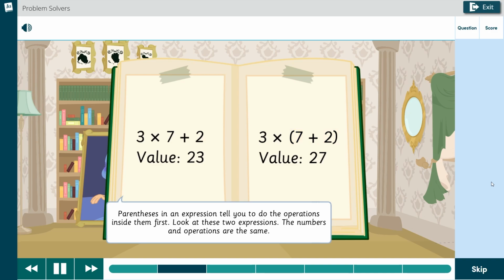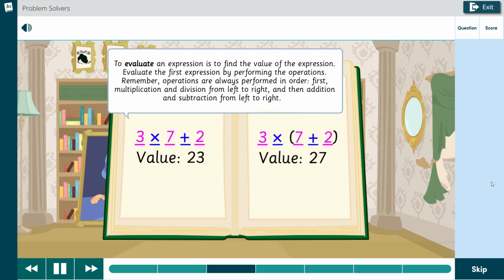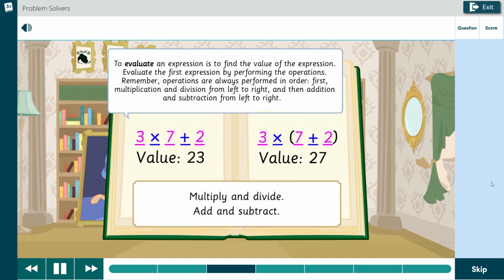Look at these two expressions. The numbers and operations are the same. To evaluate an expression is to find the value of the expression. Evaluate the first expression by performing the operations. Remember, operations are always performed in order. First, multiplication and division from left to right, and then addition and subtraction from left to right.